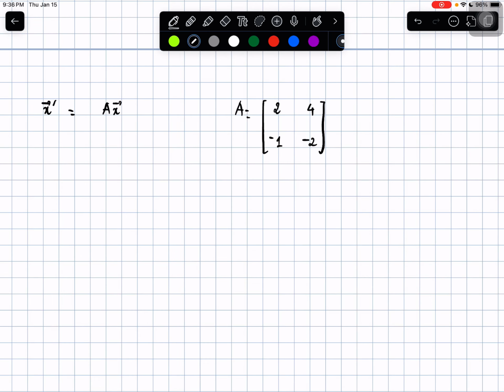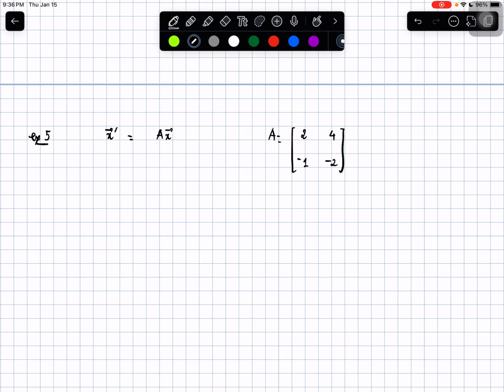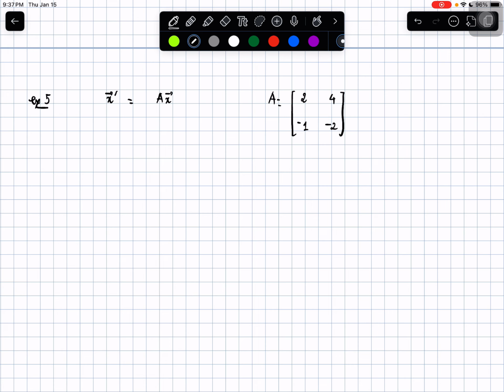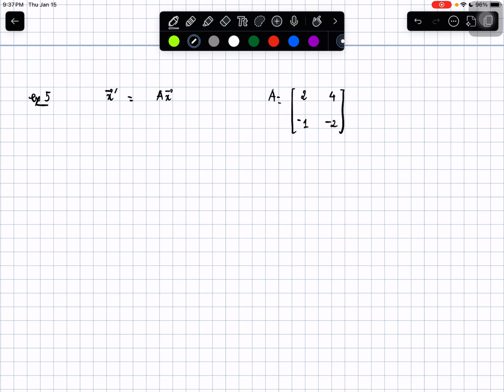Here we have this example: x prime equals A times x, where A is the matrix with rows 2, 4 and minus 1, minus 2. You need to find the general solution of this equation. So the first thing you need to find is the eigenvalues. Take the determinant of A minus lambda I.